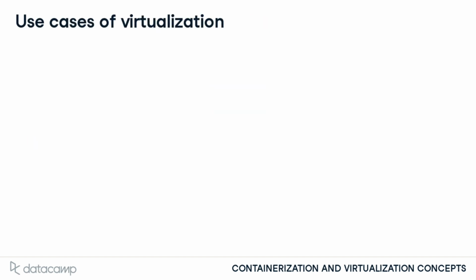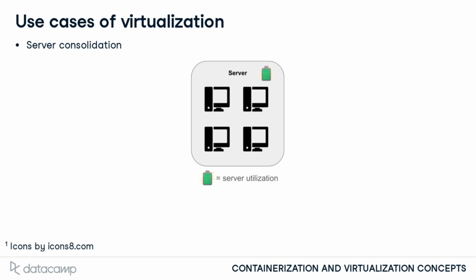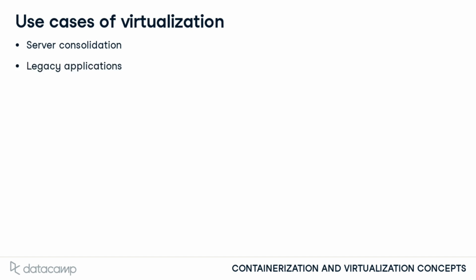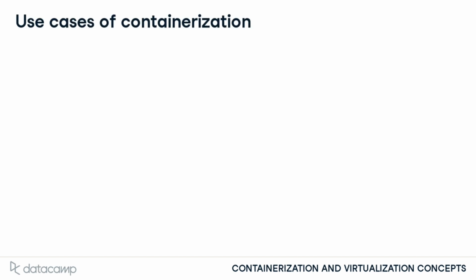Let's dive into use cases of full virtualization. Full virtualization is often used to make better use of existing servers by running multiple virtual machines on a single physical server. Organizations have a variety of reasons for keeping legacy applications alive. With virtualization, legacy hardware and software can be emulated by virtual machines, even when running on modern infrastructure. Let's take a look at some use cases for containerization, OS-level virtualization.